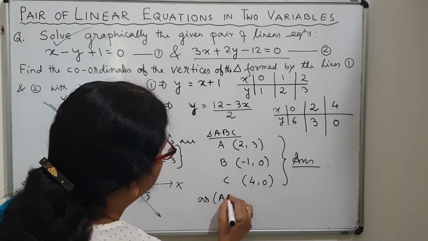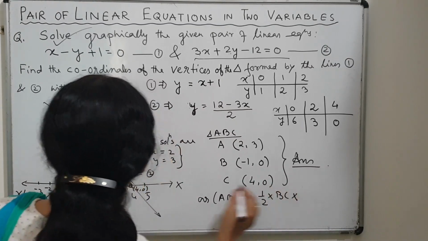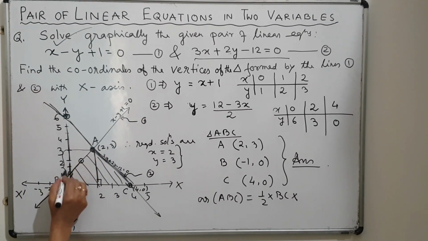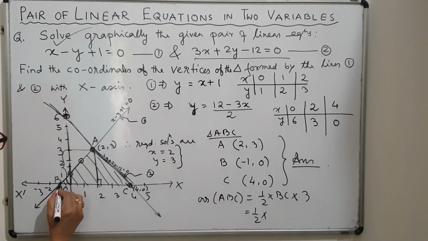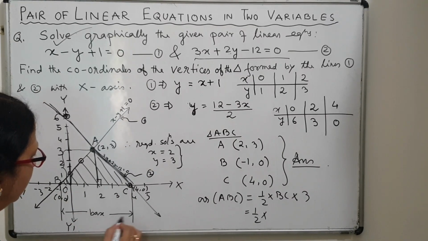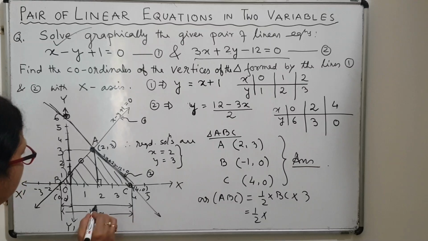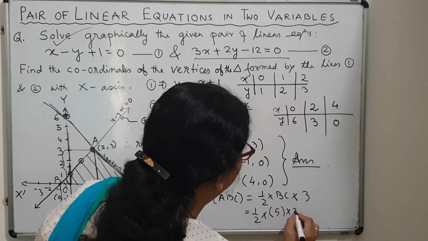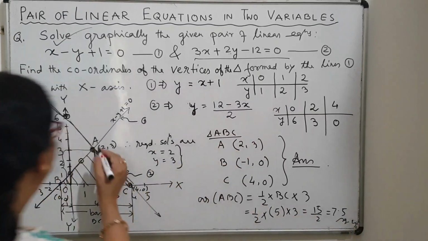Area of the triangle ABC will be half times the base BC times the altitude. This is the altitude, and it is 3 units. And what is BC? This length is the base BC. Here I am taking 1 unit from here and 4 units from here. So 1 plus 4 is 5. So it is 15 by 2, that is 7.5 square units, the area of this triangle.